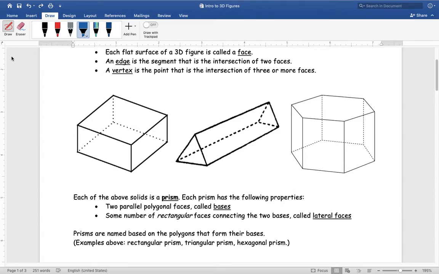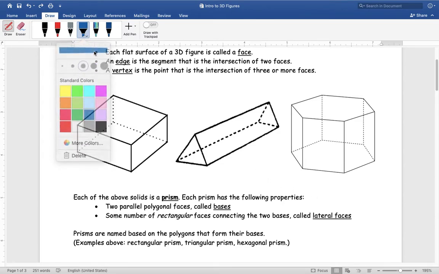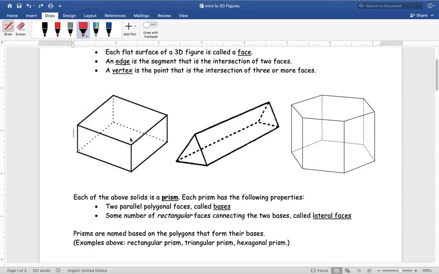Now, a prism is not just one of those things that you shine light through in a science class. A prism is any sort of 3D solid that's made up of the following properties. You have two parallel polygonal faces called the bases. So again, we've said that there are multiple faces to each of these shapes, but we need to find two faces that are parallel in order to find our bases.